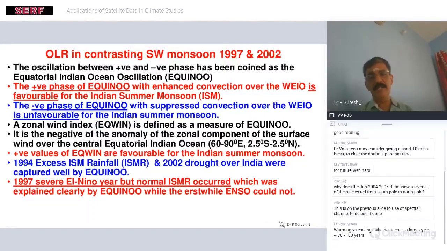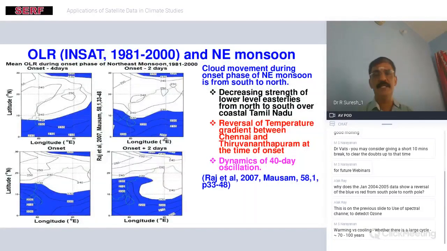So this also gives an idea of how satellite data will be helpful in climate studies, climate modeling, and climate understanding. Probably in the near future, all the future models will be in a position to better predict the monsoon behavior, monsoon onset, monsoon performance, etc. in the years to come. So it was about the southwest monsoon.